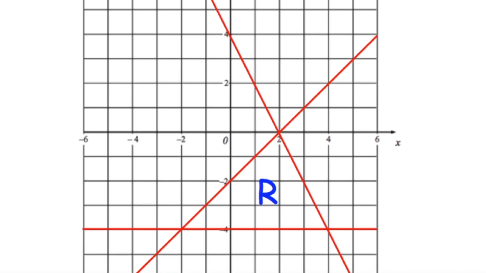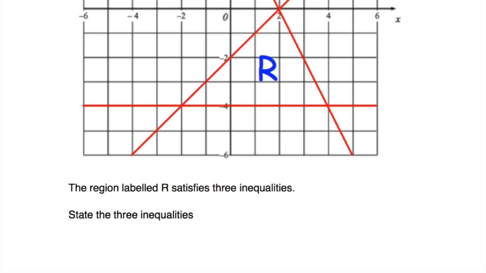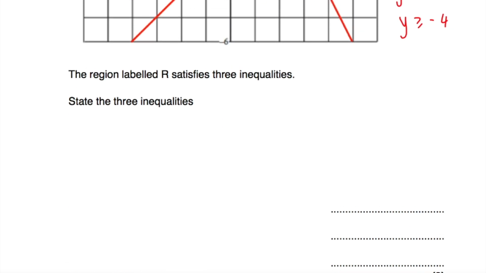So question number 14, we've got this grid and we've got this region R. And we're told the region labelled R satisfies three inequalities. And we've been asked to write down what those three inequalities are. So let's start off with this horizontal one. It's a horizontal line that passes through negative 4 on the y-axis. So the equation of the line will be y equals negative 4. The region is above that, so it's going to be y is greater than or equal to negative 4. So that's our first inequality.